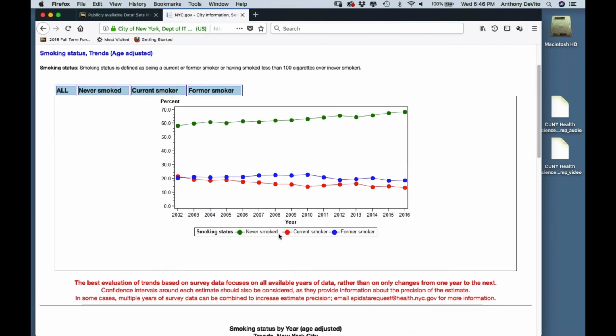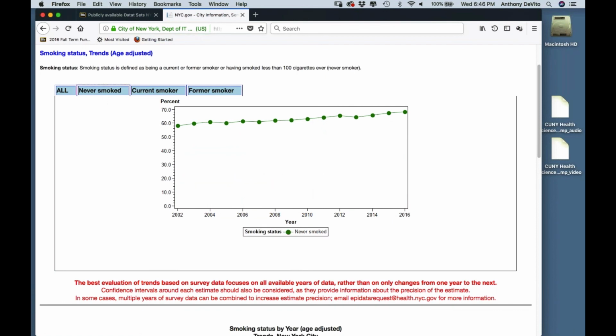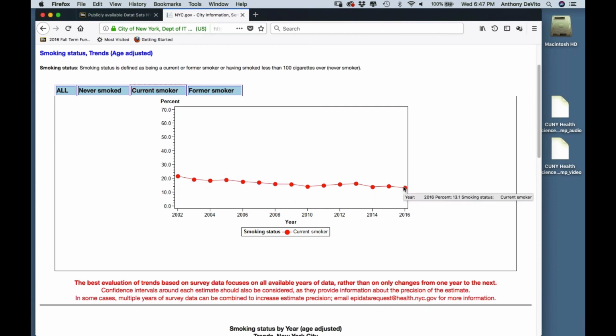Here we go. Let's take a look at it. Here are trend lines. You see all of them together at the same time? If we just want to see never smoked, that's the percentage of people that claim they never smoked as of that time. How about just current smokers? Well, look at this. Current smokers have declined from 2002. It looks like it's about 22% down to roughly 17 or 18% in 2016.